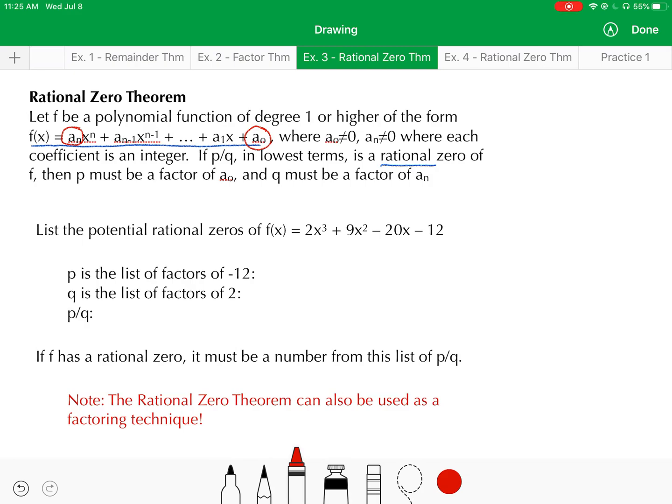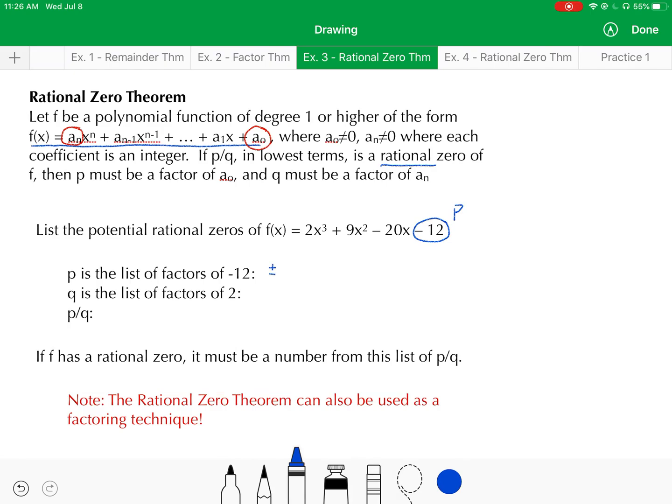So let's use the theorem at play here. We want to find the list of potential rational zeros for f of x equals 2x cubed plus 9x squared minus 20x minus 12, okay? So basically what the theorem is stating is that we first and foremost want to focus on the constant of the function. And this constant is going to lead us to a list of p-values, and it would be all of the factors of negative 12, both positive and negative factors, okay?